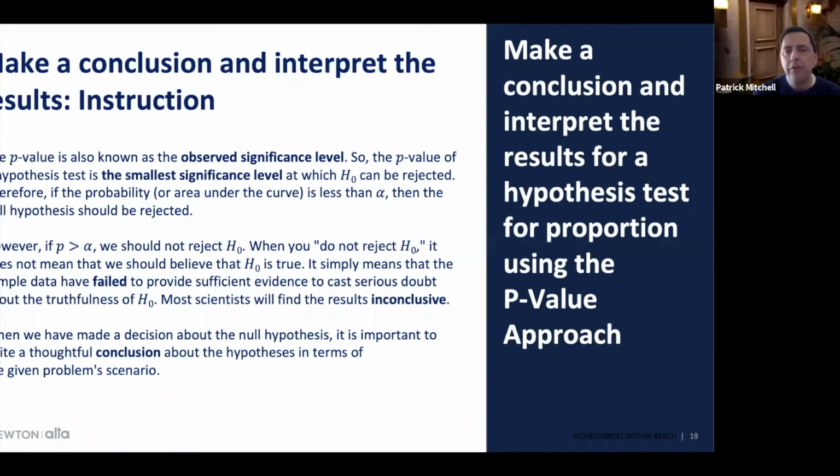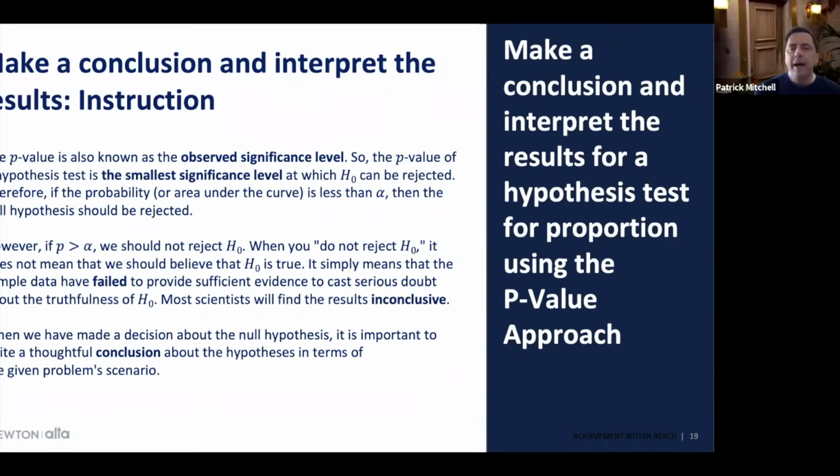And remember, when you do not reject the null hypothesis, it doesn't mean that you should believe the null hypothesis is true. It simply means that the sample data have failed to provide significant evidence to cast doubt about the truthfulness of the null hypothesis. Most scientists will find the results inconclusive. So again, it's like the difference between the defendant is not guilty versus the defendant is innocent. We say the defendant is not guilty because the prosecutor failed to make their case that the defendant is guilty. The defendant could be guilty, it's just the prosecutor wasn't able to prove it.